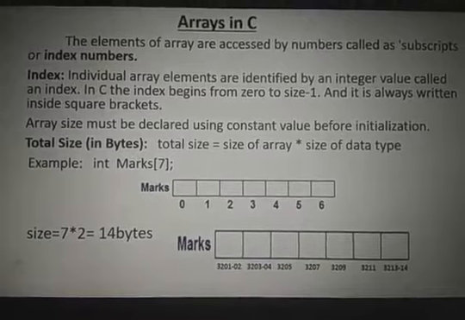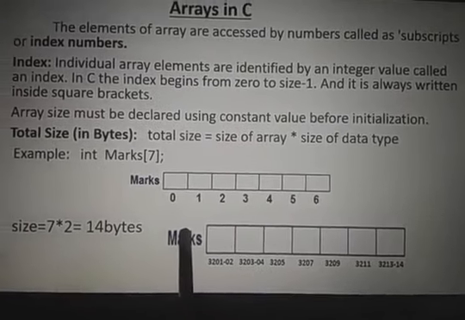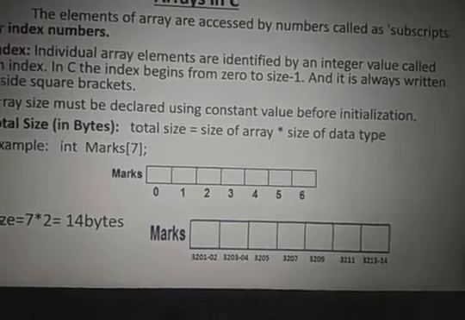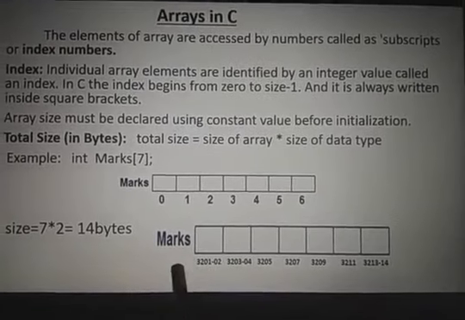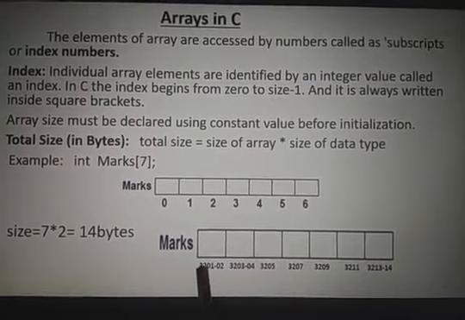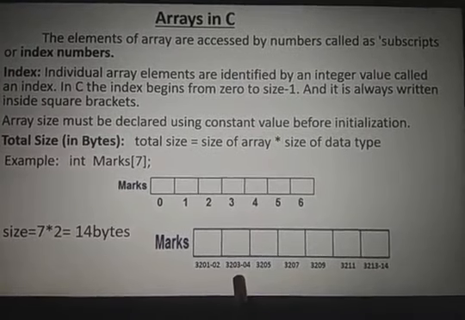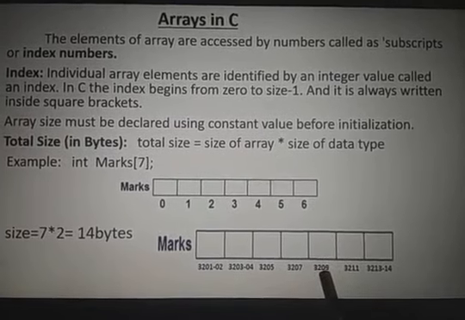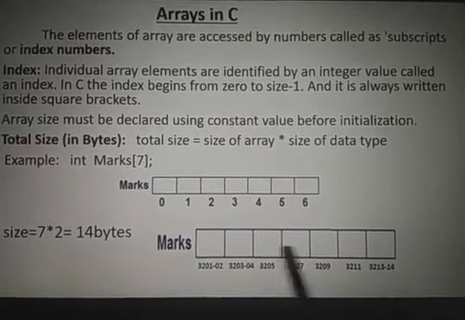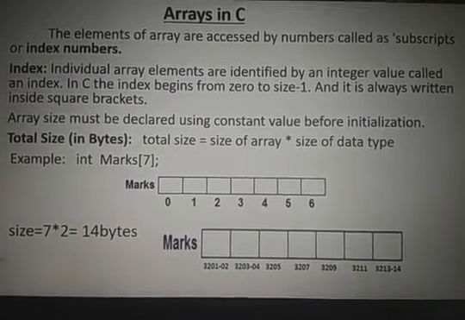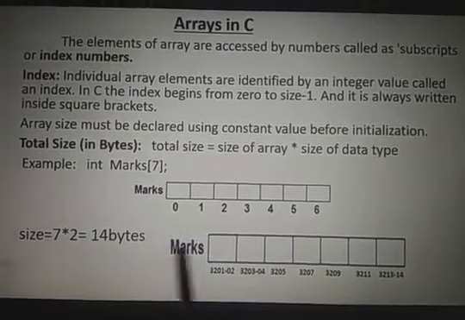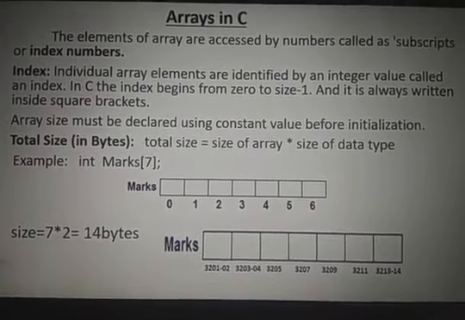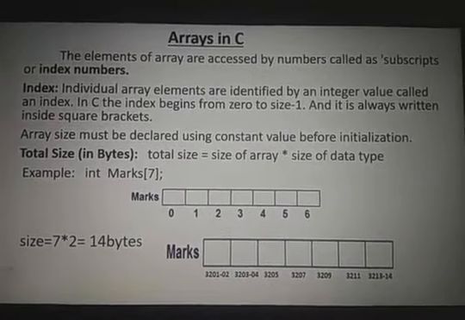Now, how is the memory allocated? Now see marks. For understanding purpose, 0 to 6. But internally the memory is allocated like this. Let us assume 0 to 1, 2 bytes; 2 to 3, 2 bytes; 4 to 5, 6 to 7, 8 to 9, 10 to 11, 12 to 13. Total how many bytes? 14 bytes. 14 bytes are sequentially allocated and divided into 2 bytes for every element. That is how the memory will be allocated for arrays.